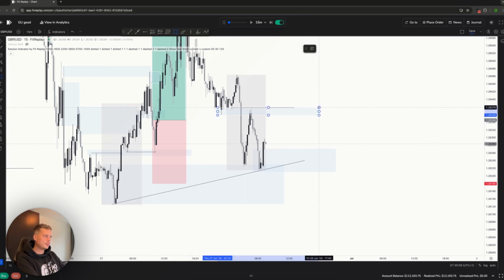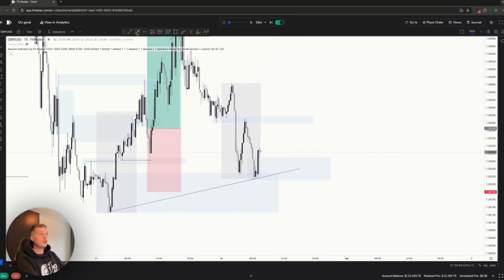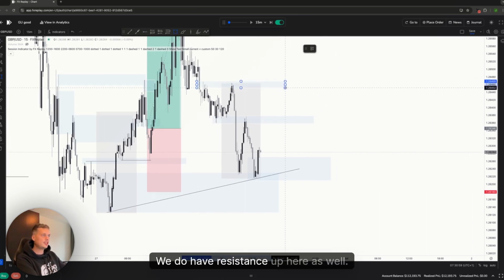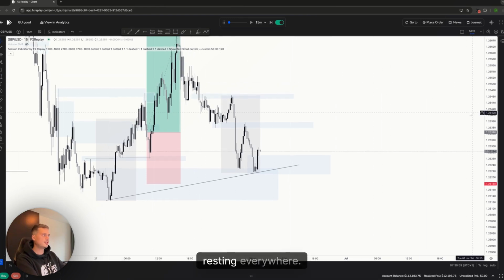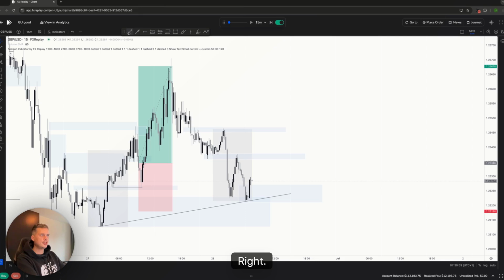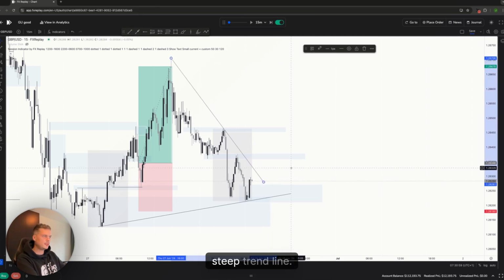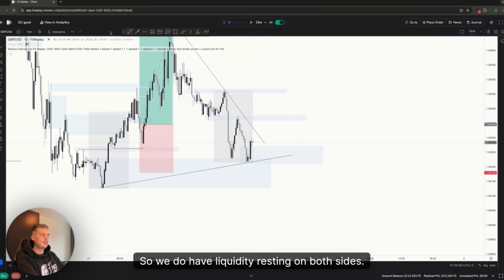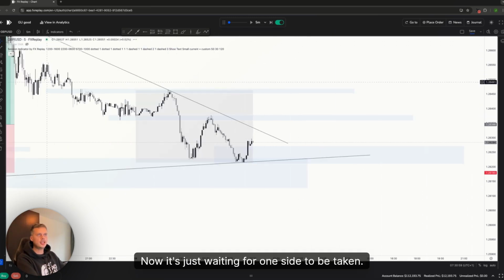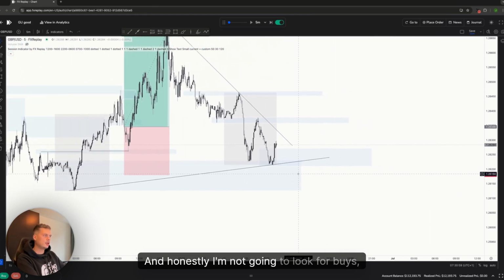We do have support resistance flip over here. We do have resistance up here as well. So we have to take account of the liquidity that's resting everywhere, right? What else do we have? We have a very steep trend line. So we do have liquidity resting on both sides. Now it's just waiting for one side to be taken. And honestly, I'm not going to look for buys. I'm only going to look for sells because it's just following the higher time frame narrative.